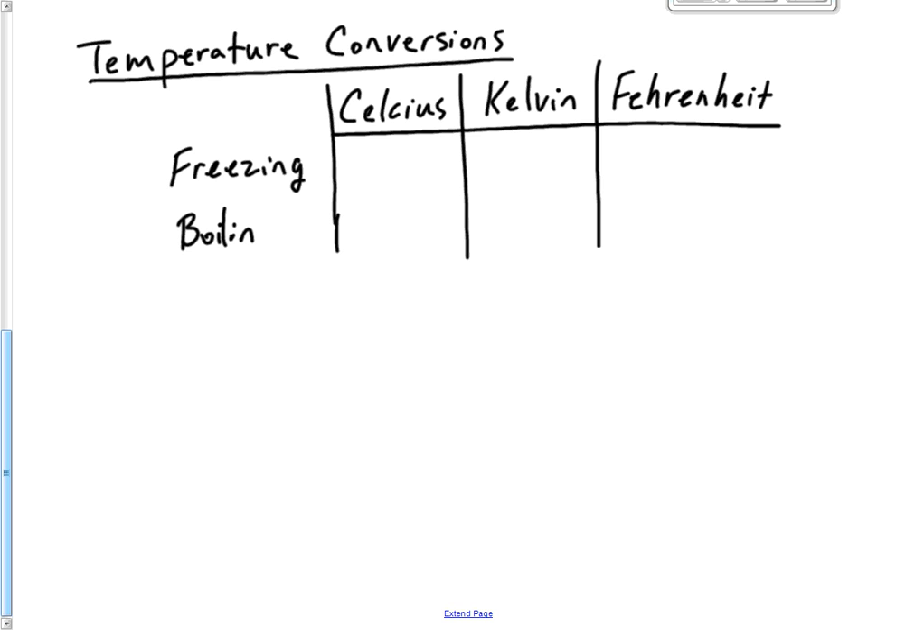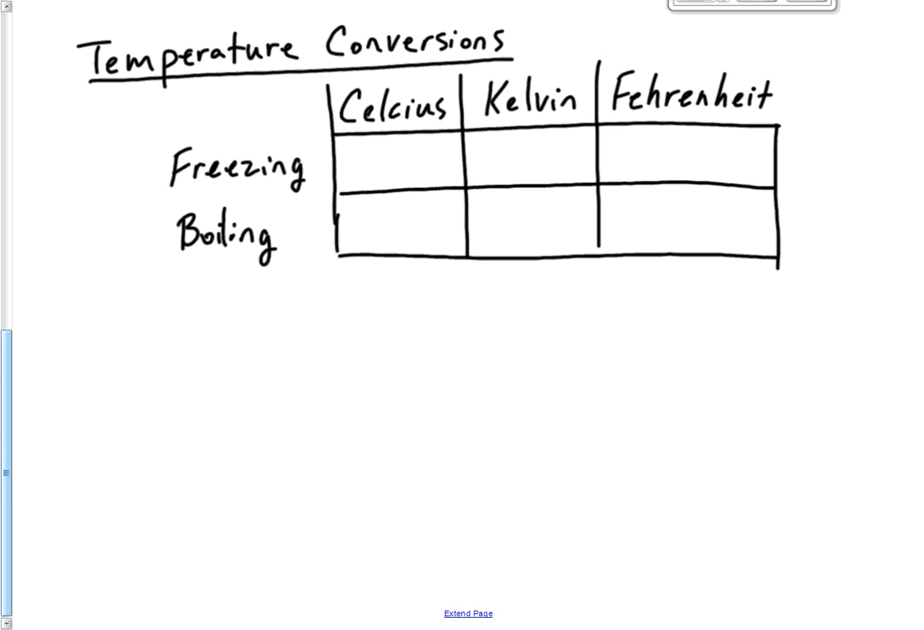Boiling point and freezing point. In Celsius, we should all know that the freezing point of water, and we're just talking about water here, is 0 degrees. And the boiling point is 100 degrees. Let's skip over to Fahrenheit, because that's what we use every day. You probably know that water freezes at 32 degrees Fahrenheit. It boils at 212 degrees.